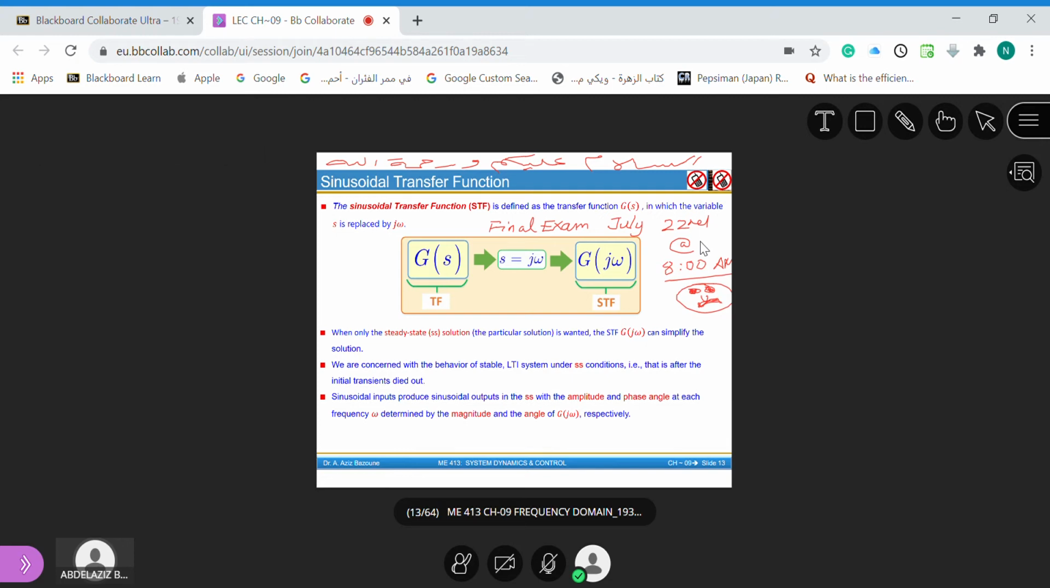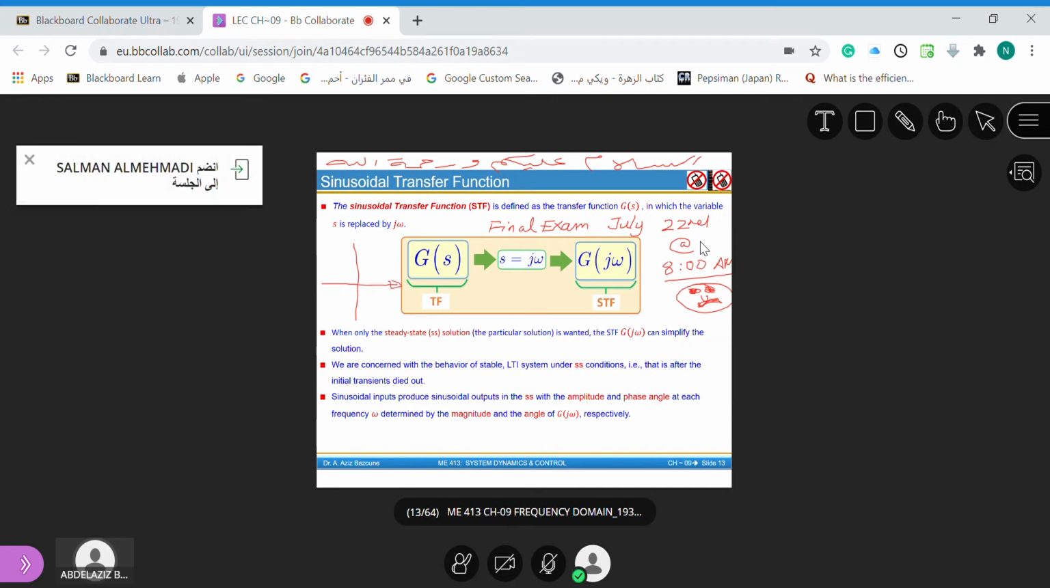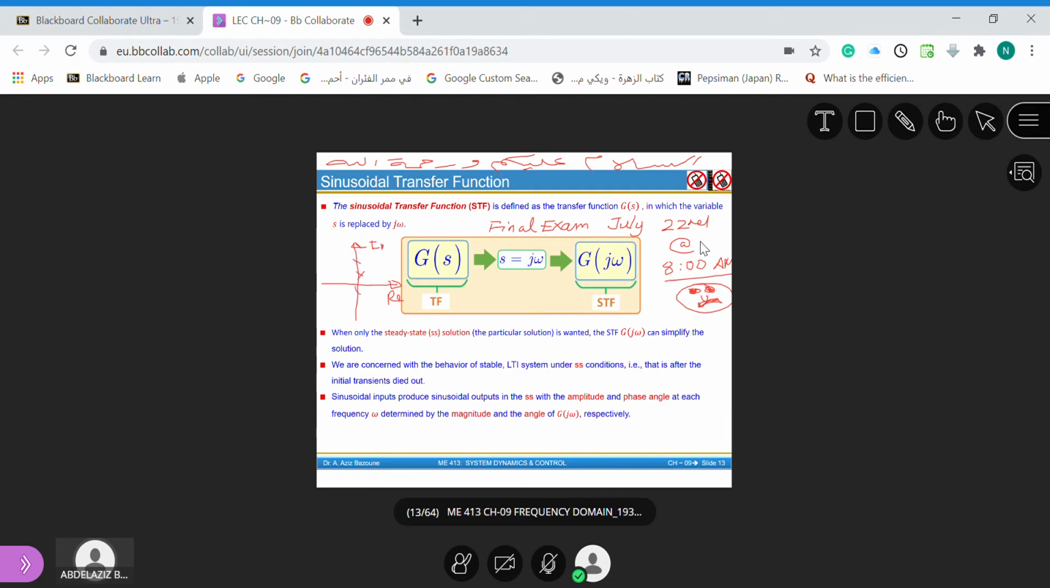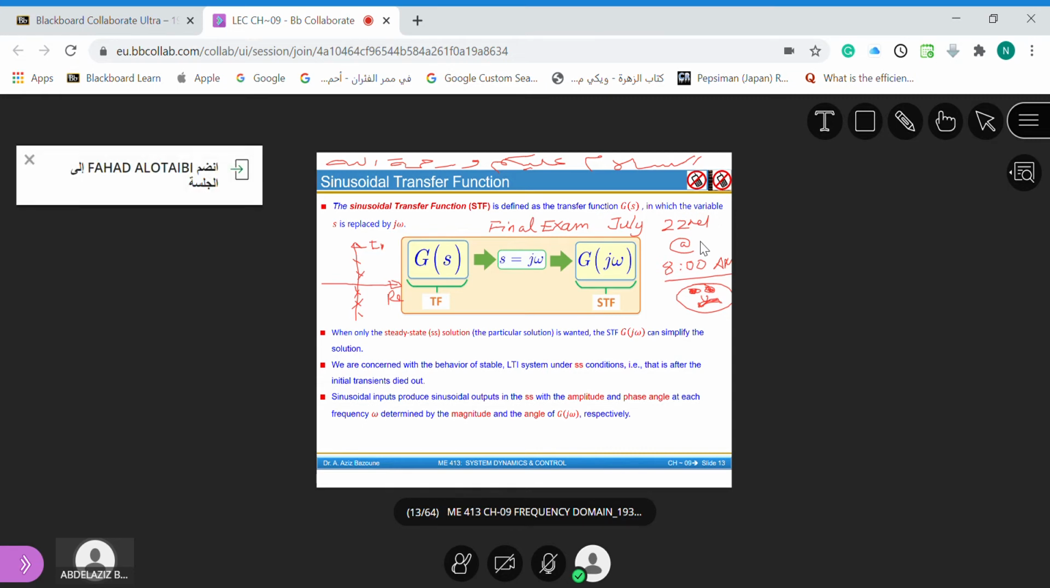Then in this case, when the motion is sinusoidal, we have seen that the poles are located on the j axis. When there is sinusoidal motion, there is a real and an imaginary axis. The poles are located on the imaginary axis here. So we will substitute every s by jω. If you substitute s by jω, you will get G(jω), and this is called the sinusoidal transfer function.